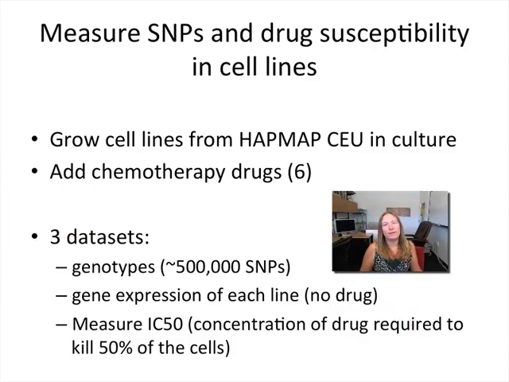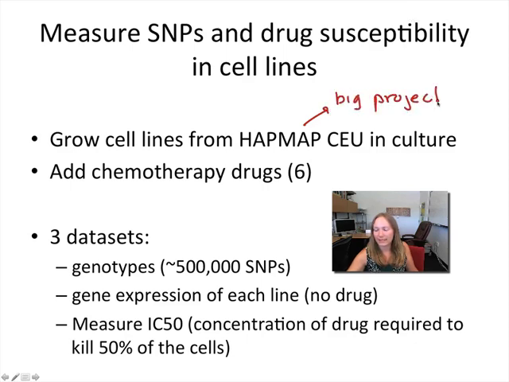So in this paper, they measured SNPs and drug susceptibility in cell lines. They grew cell lines from HapMap, CEU population in culture, so again in plastic. HapMap, I hope has been described to you. It's basically a big project to collect cells from lots of different people all over the world. So CEU is a European population of people.